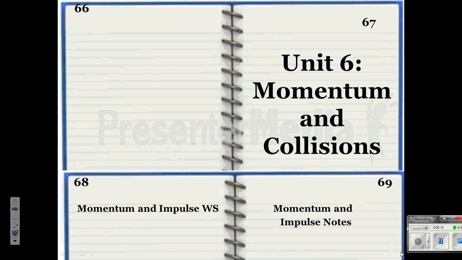So our unit is Unit 6, Momentum and Collisions, and you should write this on page 67. Page 68 will be here or in your hanging file folder, and page 69 is going to be where you should be taking your notes.